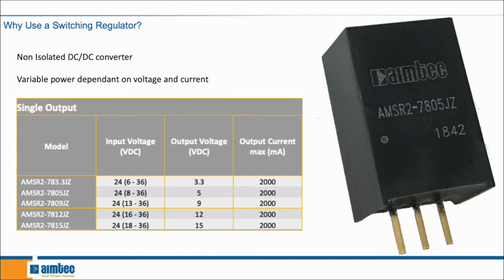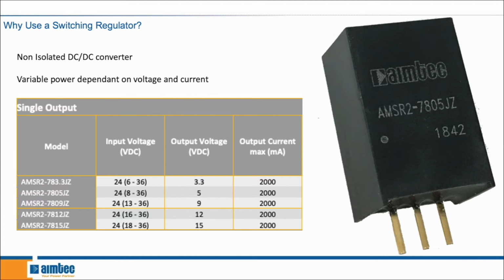So for example, our first row, 3.3 times 2000, we would actually end up having a 6.6 watt switching regulator. That would be the power output because, again, if you remember the formula, we don't use milliamps, we use amps. And there are 1000 milliamps contained in 1 amp. So if we move on to the second row, we have 5 times 2000 or 5 times 2, and that's simply 10 watts, and so on and so forth.